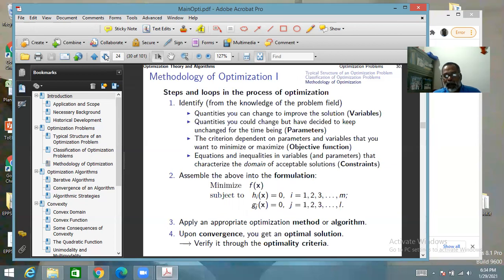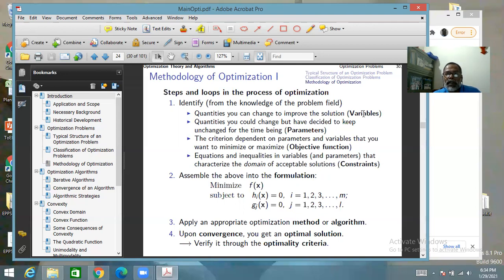Now, methodology of optimization. How you typically handle an optimization problem from start to finish. The starting step and the final step fall in the field from where the problem comes. The rest of it is the matter of optimization. Okay. So first of all, from the knowledge of the problem field, you identify the elements to define the optimization problem. This is formulation. Okay. Quantities, this is the basis of the formulation basically.